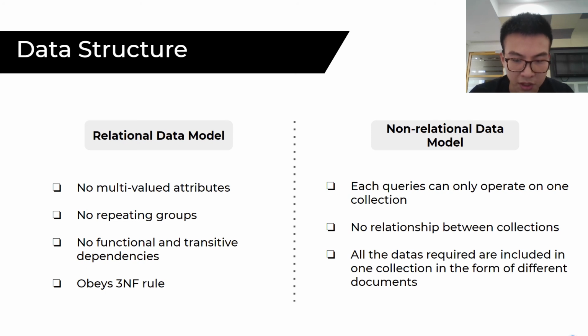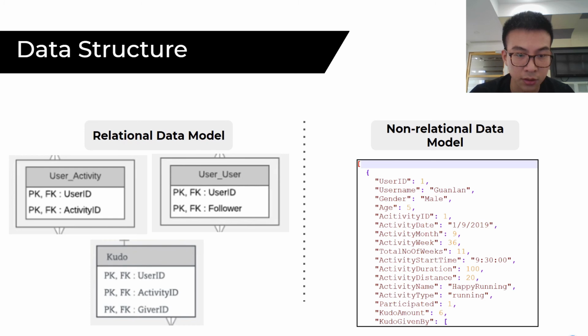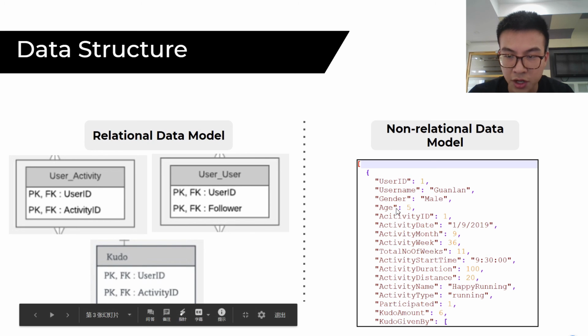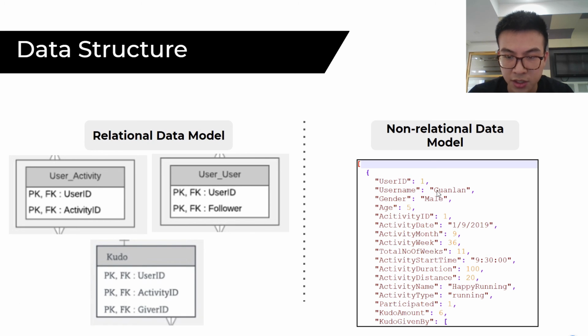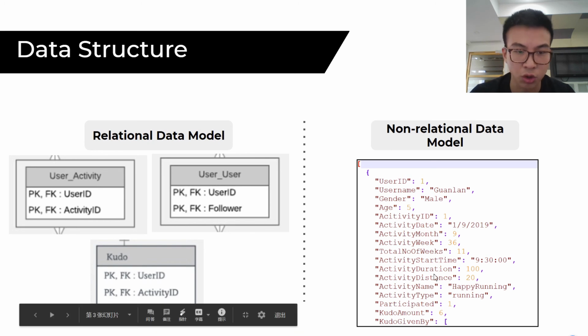While for our non-relational data model, since each query can only operate on one collection, and also there is no relation between collections, we have to include all the required information in the JSON documents of the collection, which is our only collection, user activity kudo follow tree. However, all these are not possible in our relational data model design. Let's take a look at an example. For our relational data model, we have included associative entities such as user ID, user, and kudo. Whereas for the non-relational data model, we have included all the information such as user information, activity information, and kudo amount.